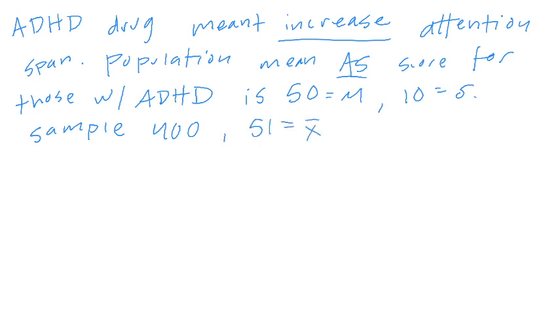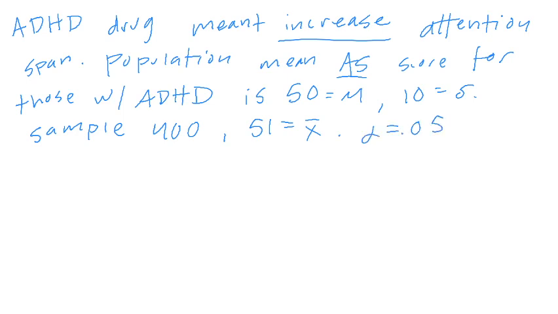Okay, wow, that might seem a little disappointing at first glance, right? 51, that's only a 1-point difference, a 1-point increase, all right? But let's go ahead and test it anyway, right? Let's say that we want to test this at an alpha of 0.05, right?